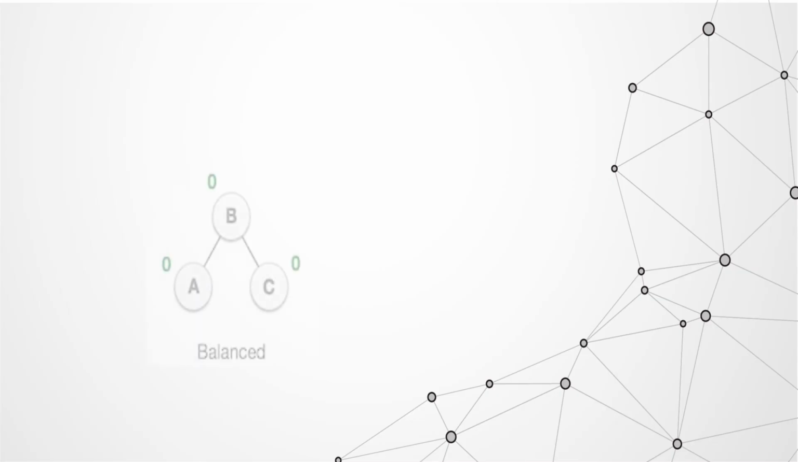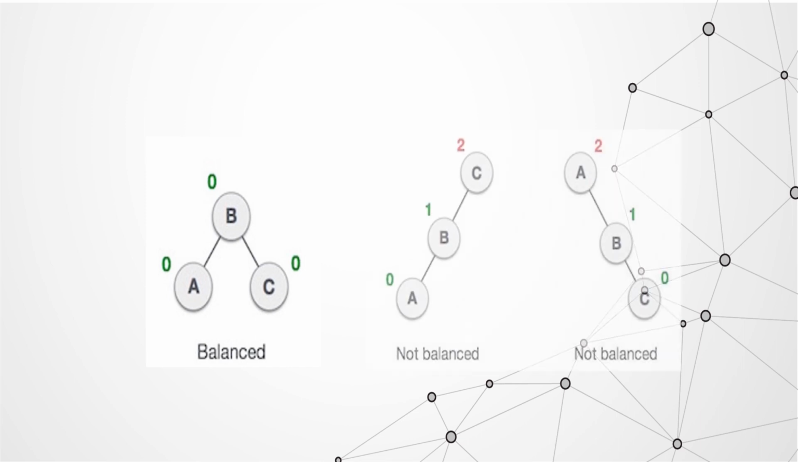In our first tree, we have items: B is the root node, A is the left child of B, and C is the right child of B. We calculate the balancing factor of the leaf nodes. A leaf node, as I told you, is one which does not have any child.